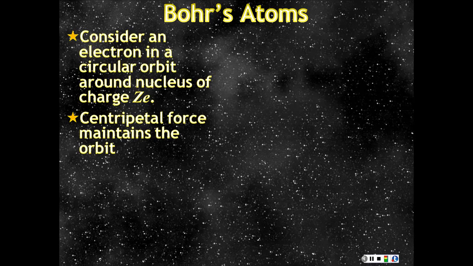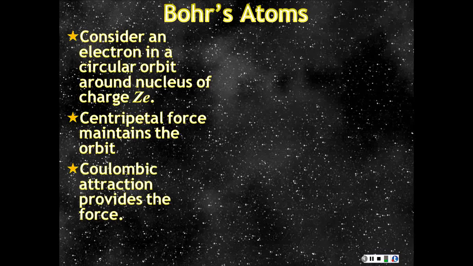You need a centripetal force to maintain the orbit. Just like we needed to have a gravitational force to keep planets in orbit, we need something to give us a centripetal force to keep electrons in orbit around a nucleus. And that is given to us by the Coulombic attraction between the proton and the electron. So we can say that mv squared upon r is given by the Coulomb force. This is the k, which is 1 over 4 pi epsilon naught. This is the charge on the nucleus, this is the charge on the electron, and this is the distance between the nucleus and the electron, so this is where it is in the atom.